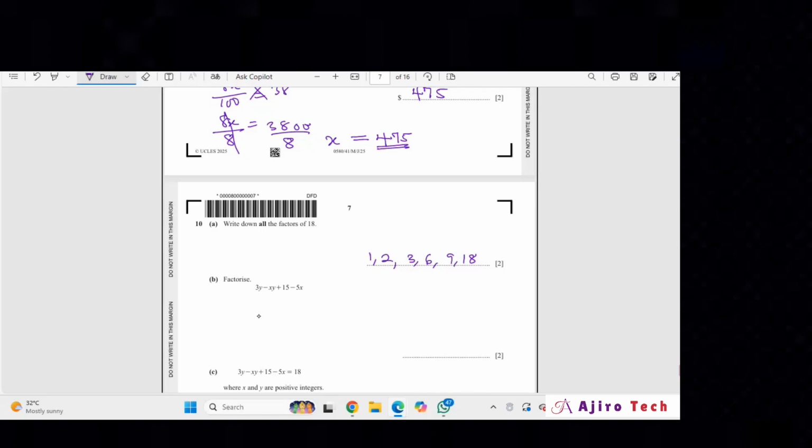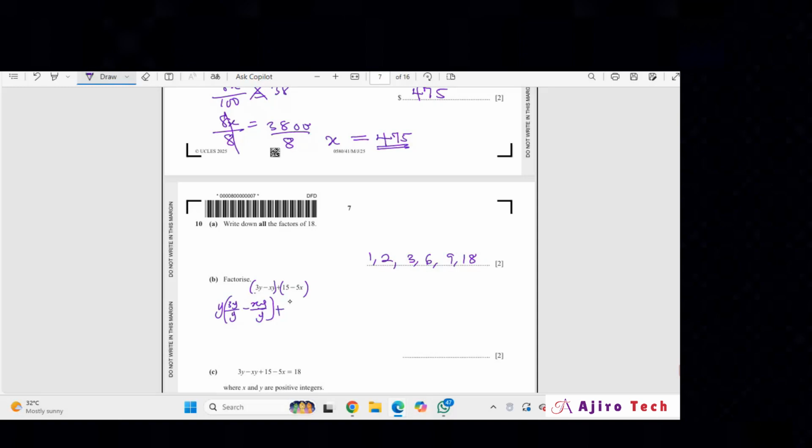Now, the next question, we have to factorize this. Now, if we have to factorize, this can be grouped. What is common between 3y and minus sy? What is common there is y. So if I bring it out, I'm going to get something like this: 3y divided by y, minus sy divided by y.